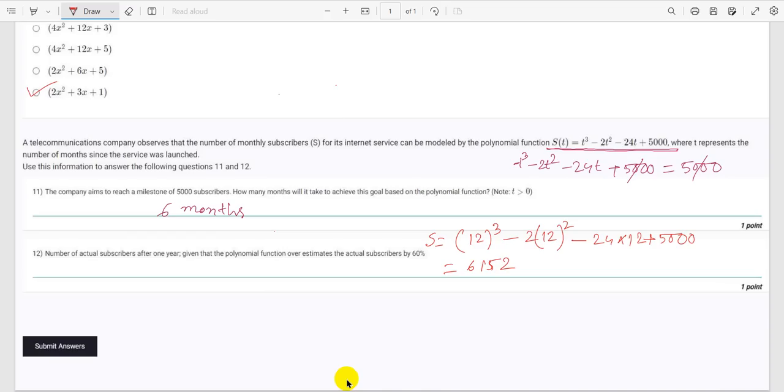Now, in the question, it is said that the polynomial function overestimates the actual subscribers by 60%. That means the number of subscribers which we got from this polynomial function is 60% extra. It is 60% greater than the actual subscribers. So if we take X as our actual subscribers, then X plus X into 60 by 100 is equal to 6152.